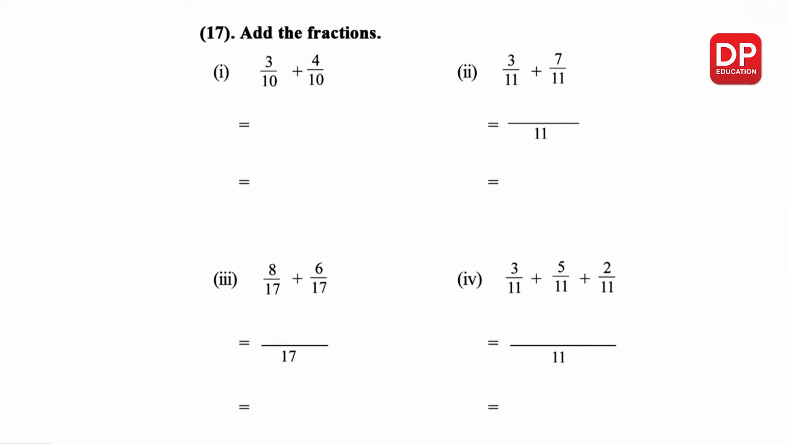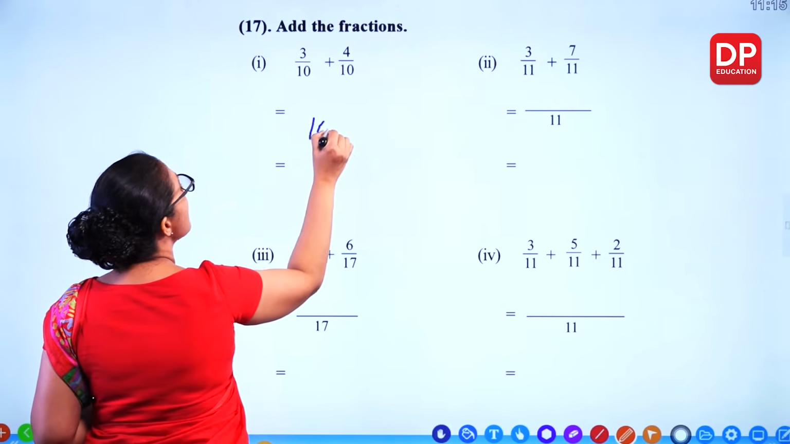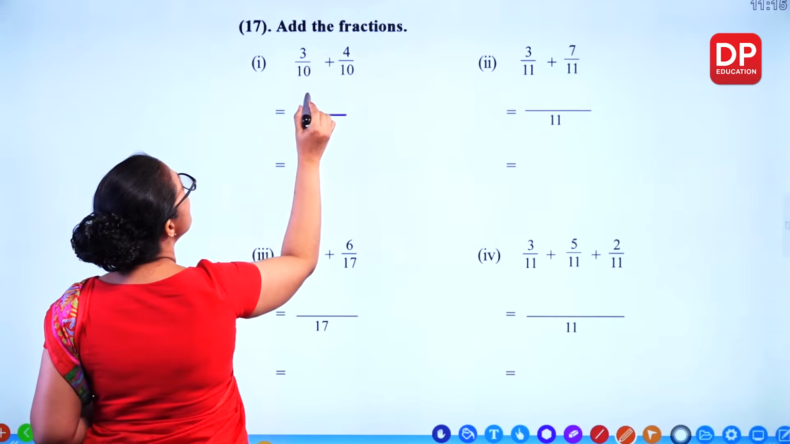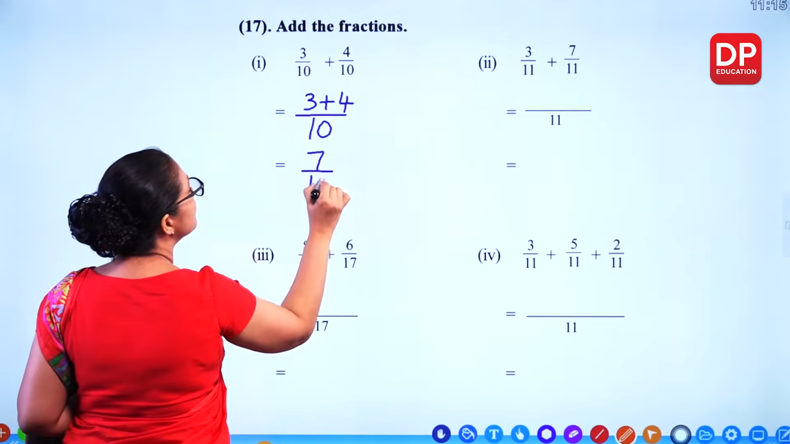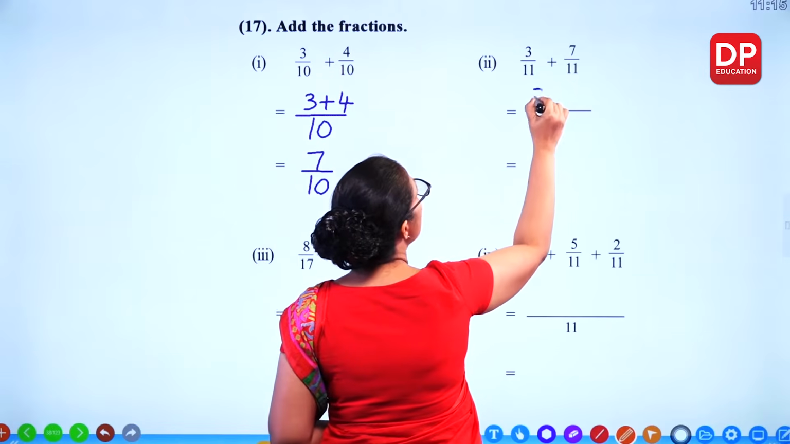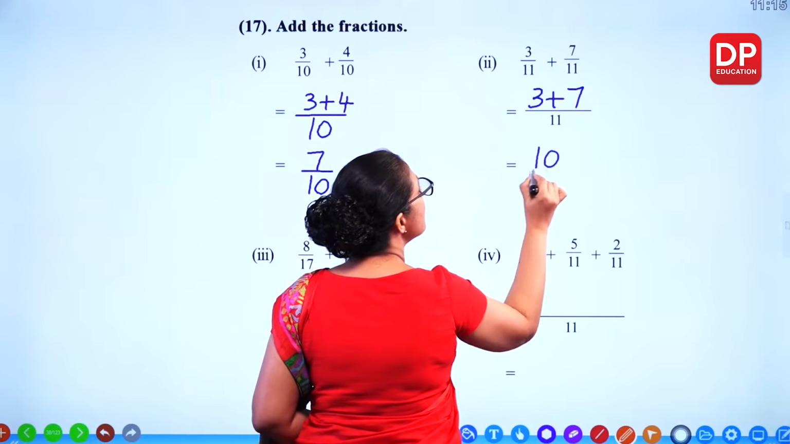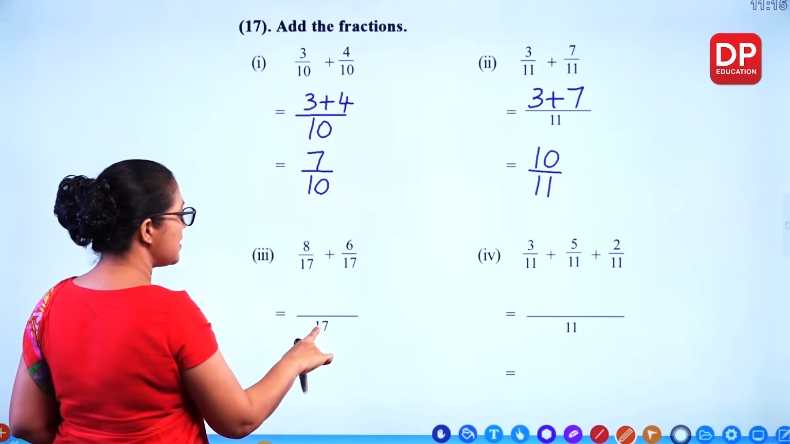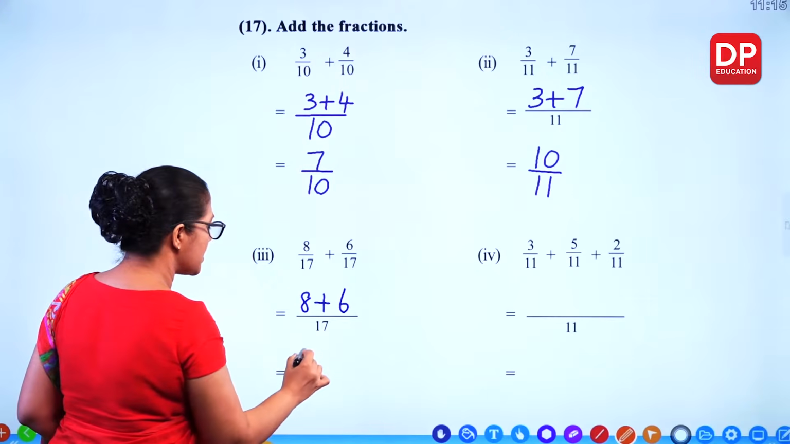Do the same thing, same parts. So we can just add the numerator. 3 plus 4, you get 7. Same denominator you can do. 11. So that means we can add the numerator. 3 plus 7, you get 10. This one, 17 is the denominator. 8 plus 6, you can straight away add.